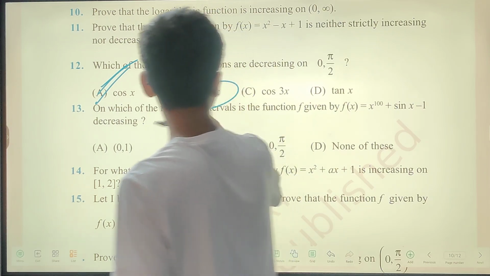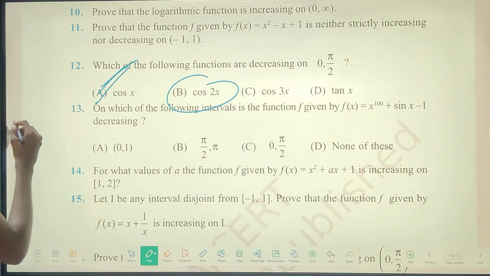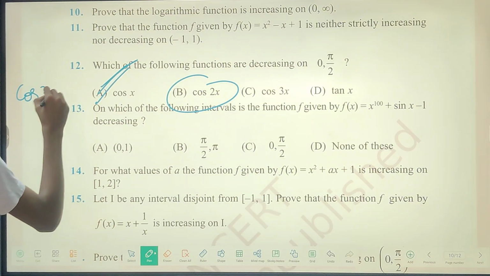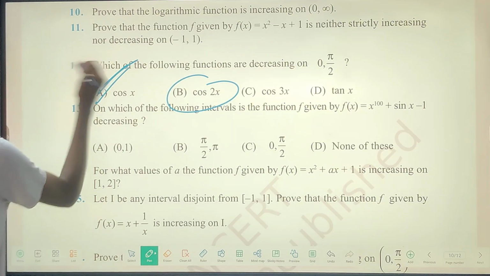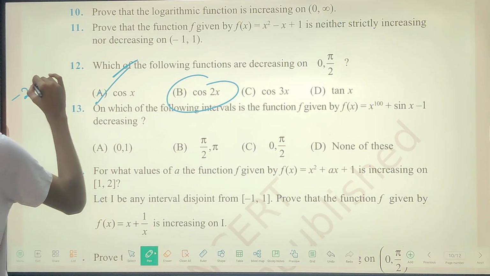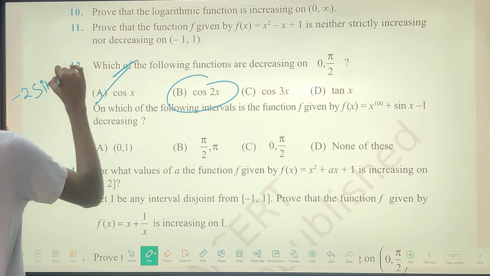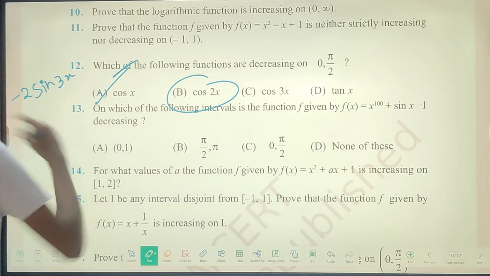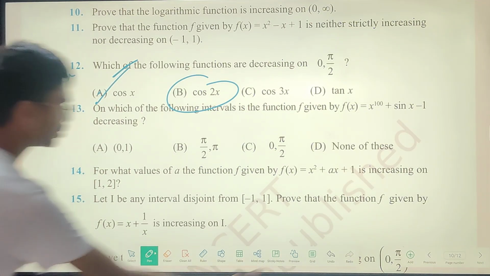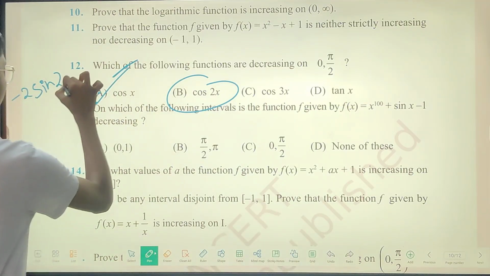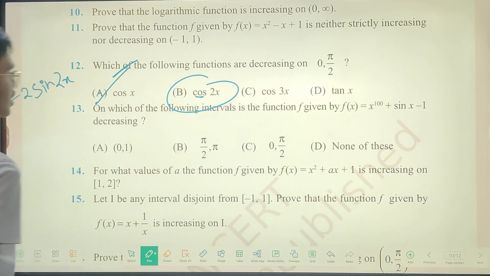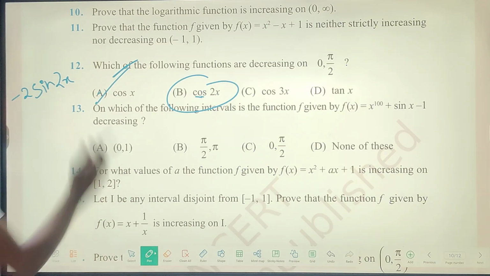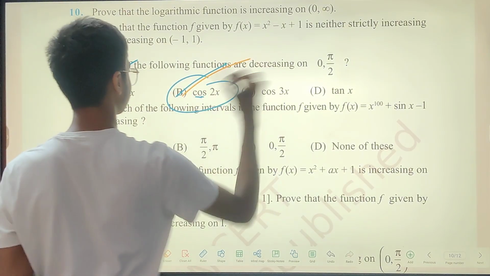Then you also check here. Cos 2x, differentiating, gives minus 2 sin 2x. So here also it is decreasing, exactly the same thing. But here they have given some explanation for this.